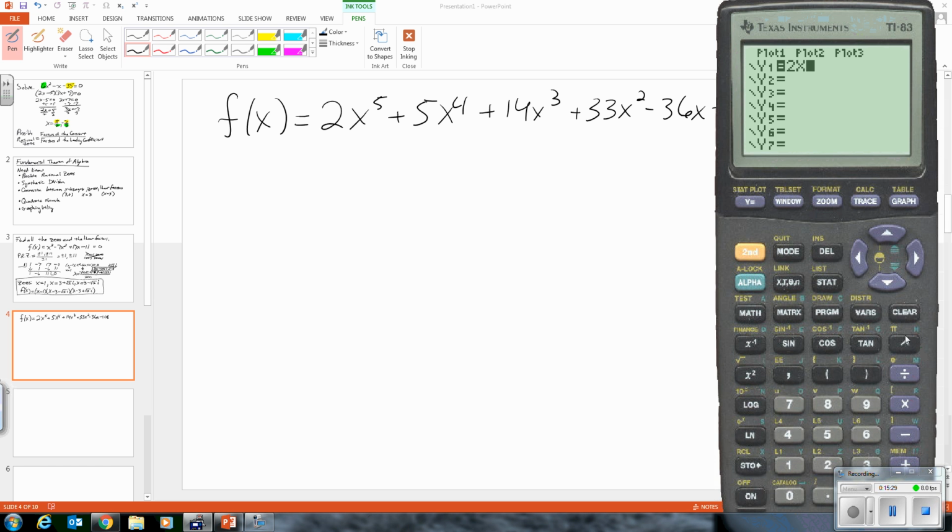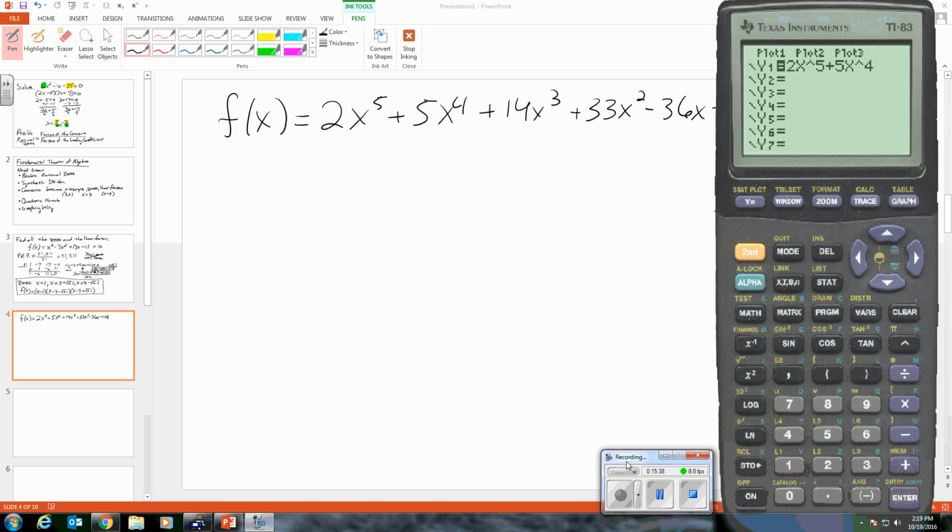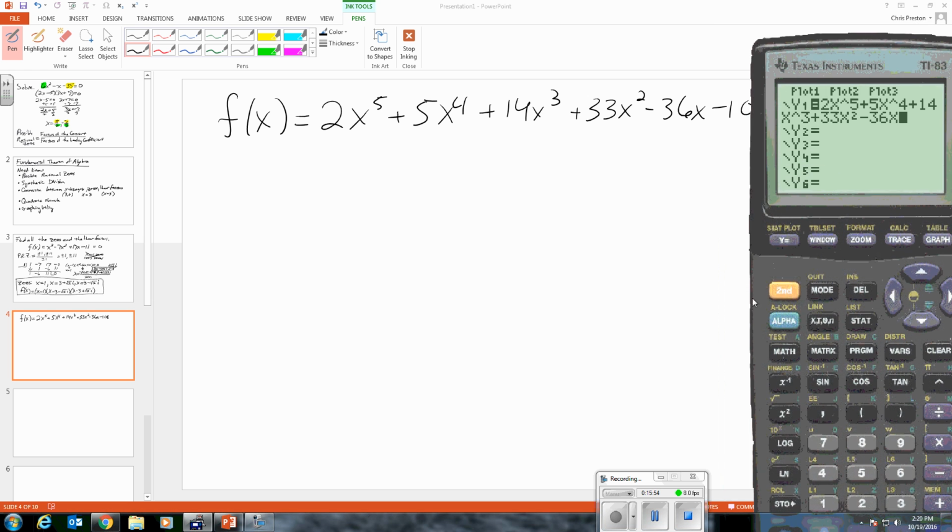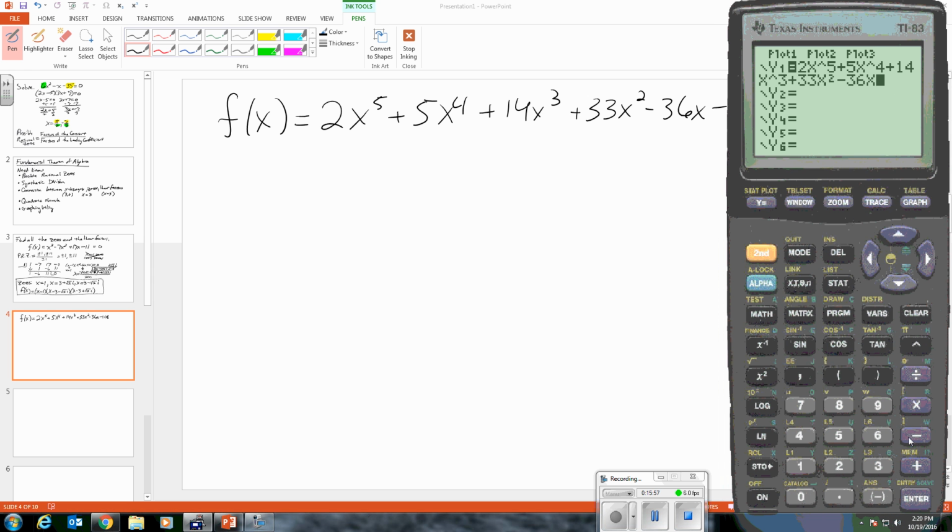So 2x to the fifth plus 5x to the fourth, plus 14x to the third plus 33x squared minus 36x minus 108. The reason why I do this is because I thought maybe 108 might have a lot of factors, and then I've got to divide them all by 1 and by 2, the things that go into 2. And so I just thought this might be faster. Let's just go to the graph, see what the graph looks like.